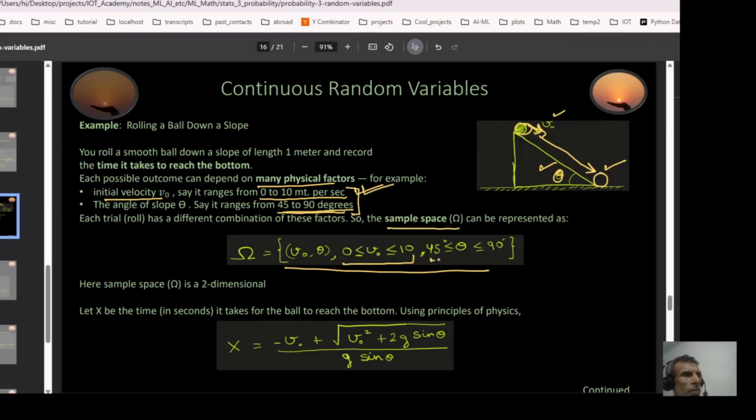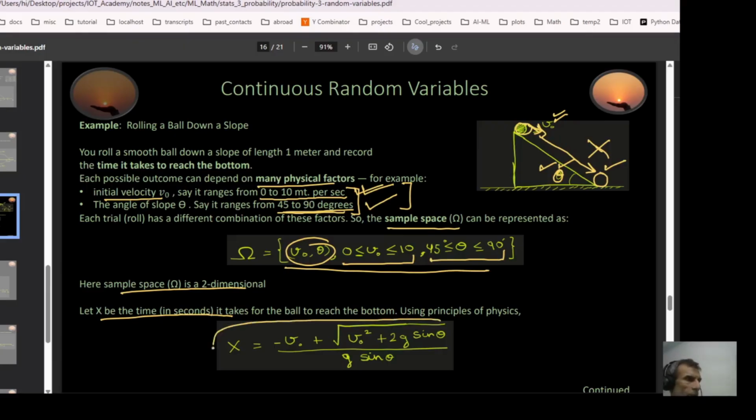And also your theta can be between 45 to 90 degrees. Again, that's because it's given to you. These are the constraints that are provided to you. So in this case, my sample space is two-dimensional because there are two variables. Let x be the time in seconds it takes for the ball to reach the bottom. So let's say you put some v0 and this angle theta, and the time it takes to reach the bottom is denoted by x. The formula for that, using principles from physics, is given by this expression right here. This expression relates the time it took to reach the bottom with v0 and theta.